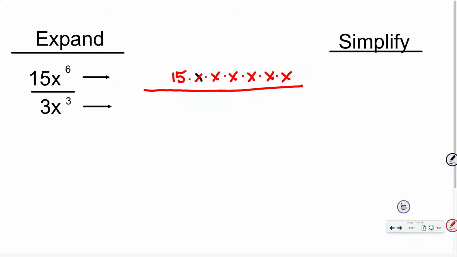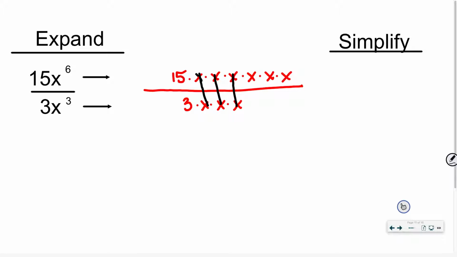15 and then 6 x's, multiplying everything. How about the denominator? 3 times x times x. All right. So now if we wanted to simplify, what am I able to simplify here? Okay, so I have this x and this x make 1. This x and this x make 1. This x and this x make 1.